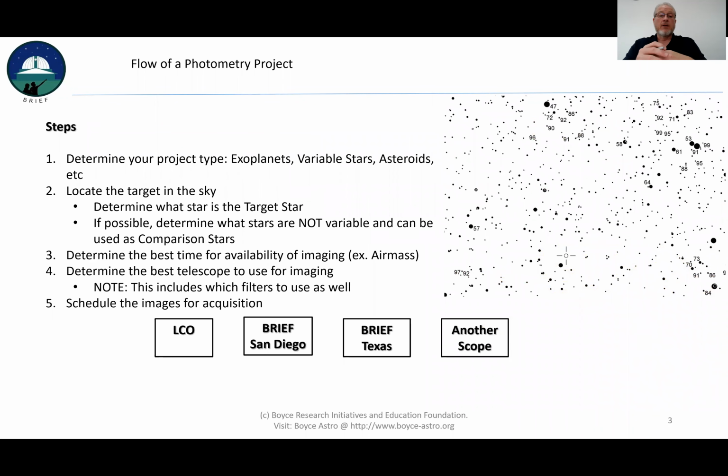The steps. You first want to determine your project type. Are you doing exoplanets, variable stars, asteroids, comets, what have you? What is the goal of your project? You need to locate that target in the sky. One of the things you have to keep in mind if doing asteroids or comets is that it moves. So you have to locate the target in the sky on the day that you plan to image, because 3 days later, that asteroid or comet won't be there. It moves. So there's a difference between a moving and a non-moving object.